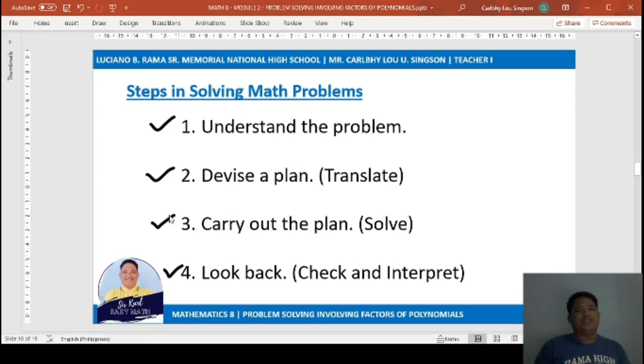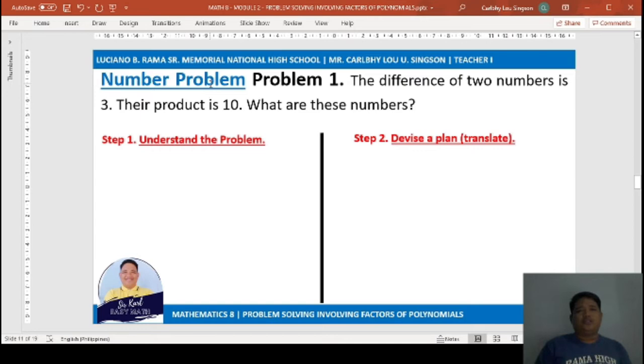So let's now go to the first problem. Problem number one is all about number problems. The difference of two numbers is 3. Their product is 10. What are these numbers? Step one, understand the problem. In the problem, we know that there are two numbers, but we don't know what those two numbers are.